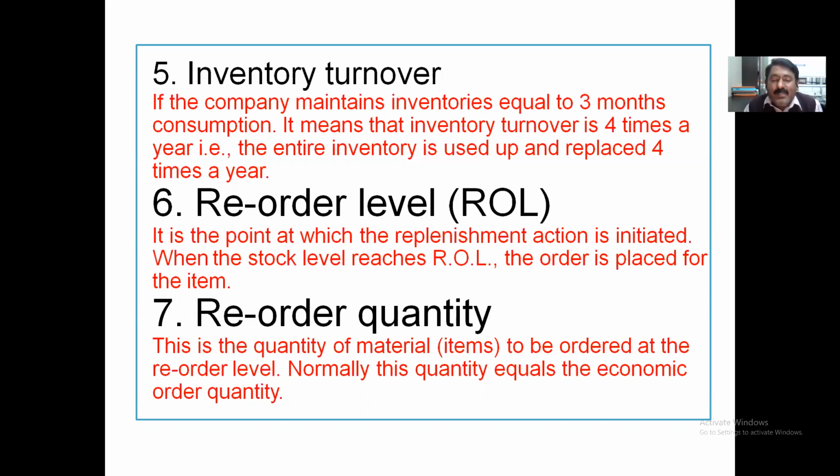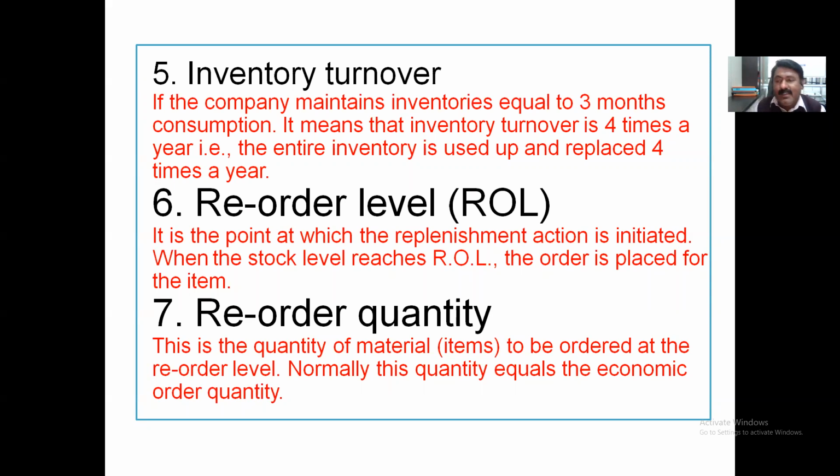Again 3 months, and again in October it will refill. Again 3 months. So this is 4 times. So the inventory turnover is 4 times a year, or the entire inventory is used and replaced 4 times a year. So this cycle continues 4 times. This is inventory turnover. Try to understand the concept. Therefore, these examples are given.